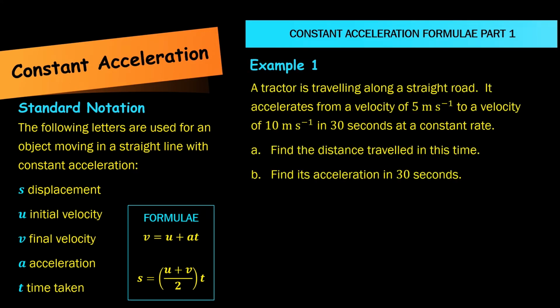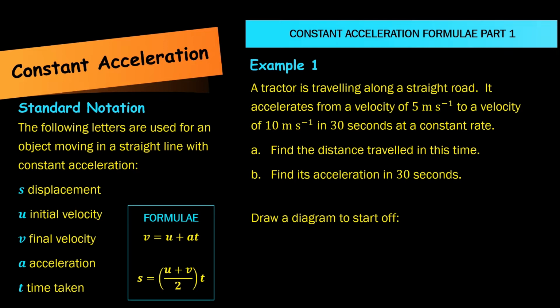So let's begin with example 1. Pause the video and have a go. Press play when you're ready to view the solutions. So let's take a look at this example. We have that a tractor is travelling along a straight road. It accelerates from a velocity of 5 meters per second to a velocity of 10 meters per second in 30 seconds at a constant rate. We are required to find the distance travelled in this time and find its acceleration in 30 seconds.